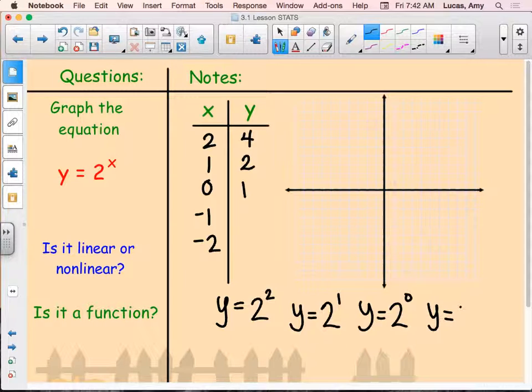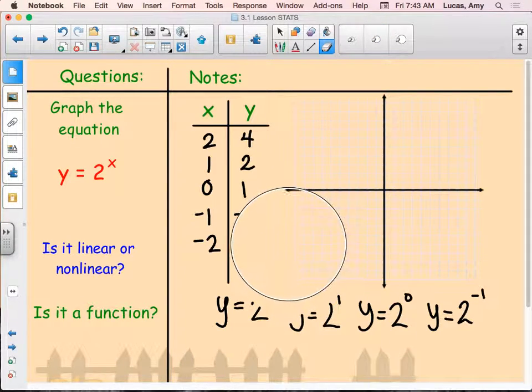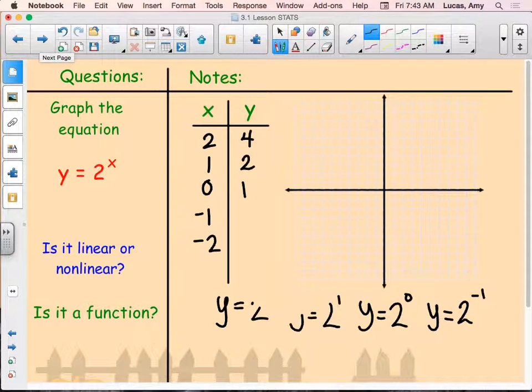The next one, 2 to the negative first power, if you put that one in the calculator, you'll see that it is 1/2 or 0.5. And the next one, if you put it in the calculator, 1/4 or 0.25. Oops, sorry about that. Not negative. All right. Positive 0.5 and 0.25.